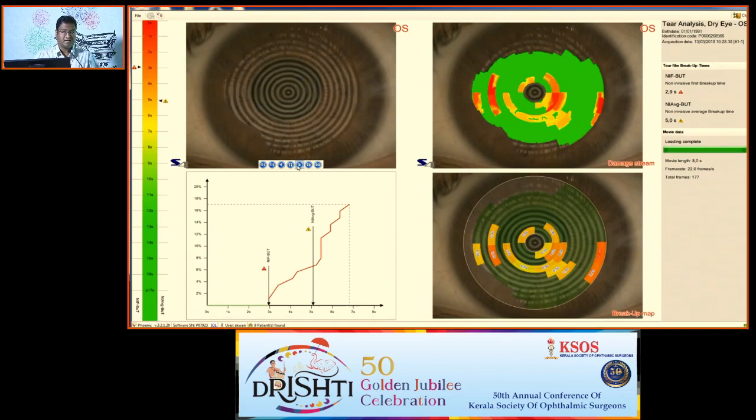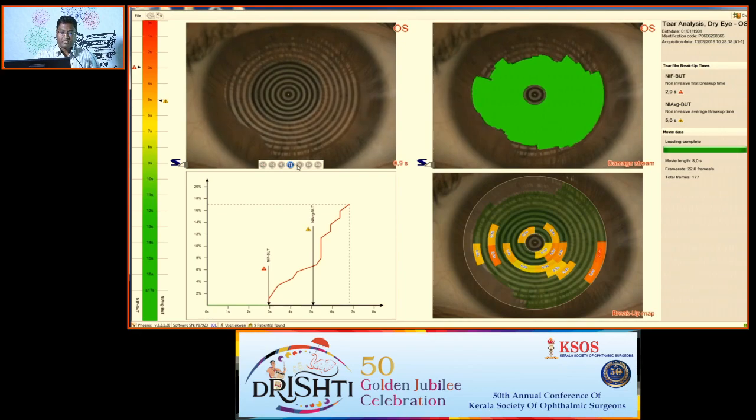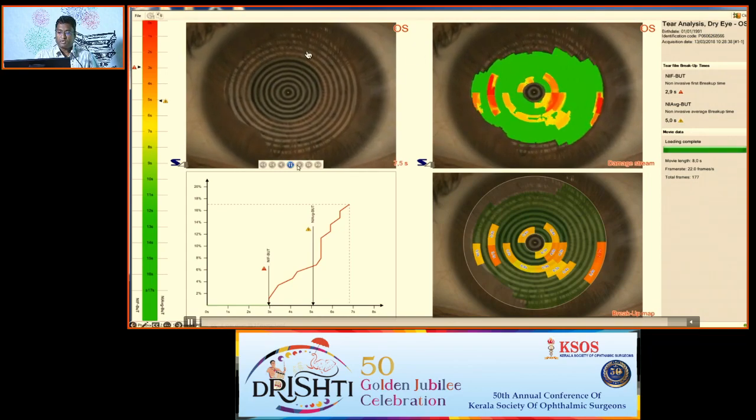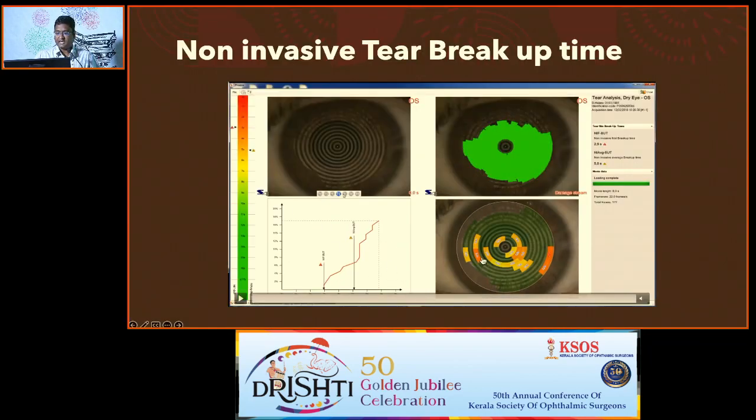It's more precise and better than a fluorescein strip that we see. So once you ask the patient to blink, here you can see those red spots occurring, and here you have the exact seconds in which the dry spots occur on the ocular surface.